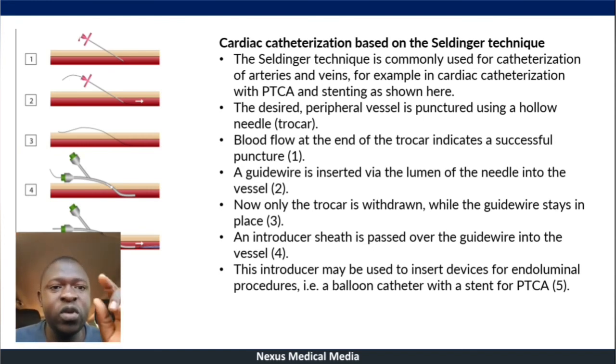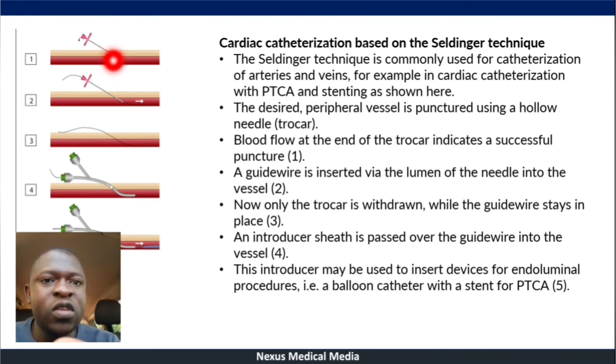In this technique, you need to find a desired peripheral artery, and then we puncture it using a needle with a hole. It's called a hollow needle, or a trocar. So this is a trocar, you can see it on number 1. Initially we can see blood here. If we see blood here, then we will be sure that the puncture is successful.